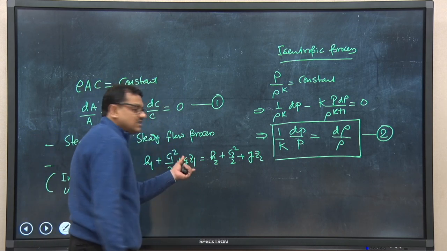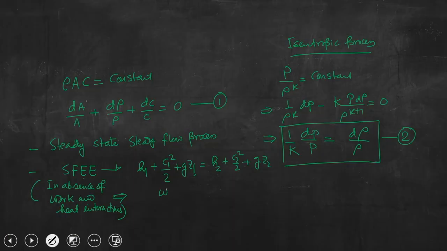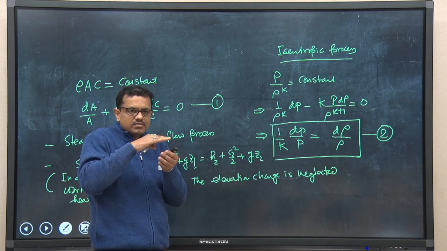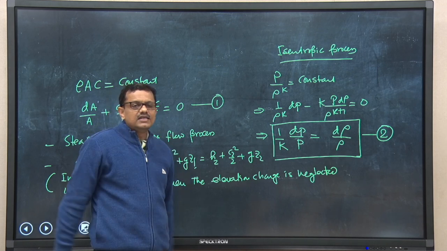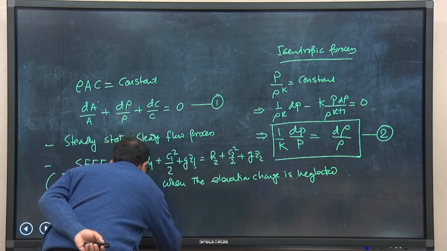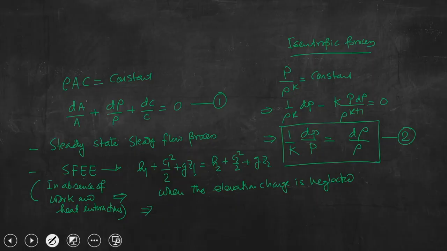So, if we trivially ignore the elevation change, when the elevation change is neglected, because nozzles are generally not kept in a vertical configuration, but in a configuration having a very small inclination angle, we can trivially ignore the change in elevation. So, we can write H 2 minus H 1, that is, d H plus C d C equal to 0.